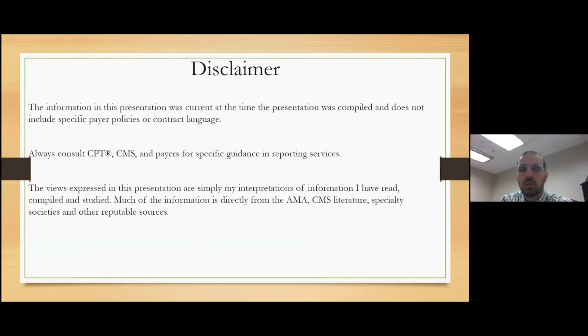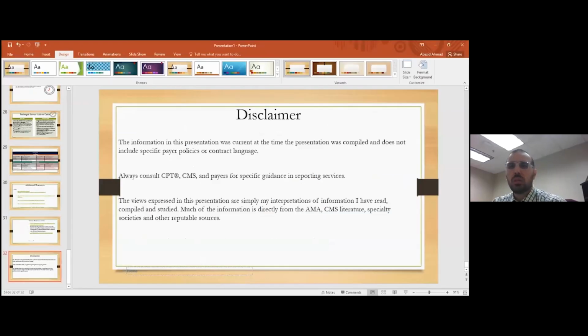And as a disclaimer, I am not a certified biller or coder. I'm not a Medicare or CMS guru by any chance, and I'm not a reference to any of them. I'm just presenting what I practice, and I'm sharing what I learned with you.